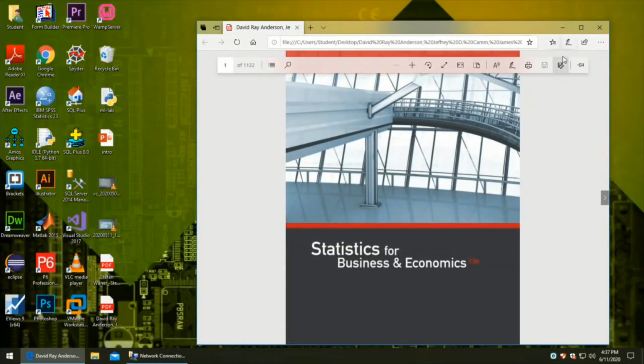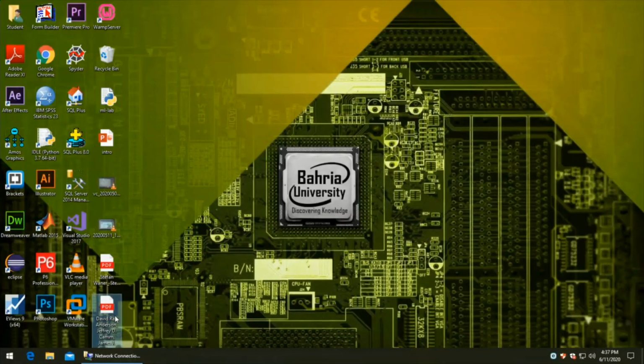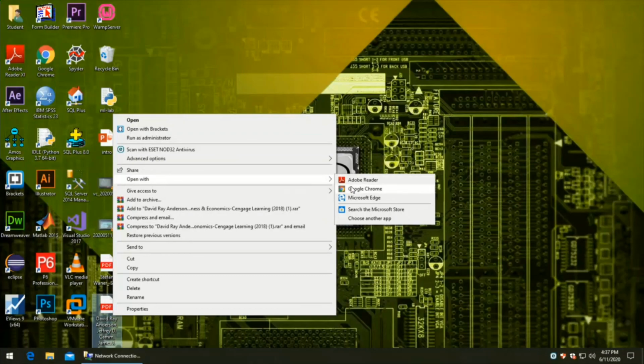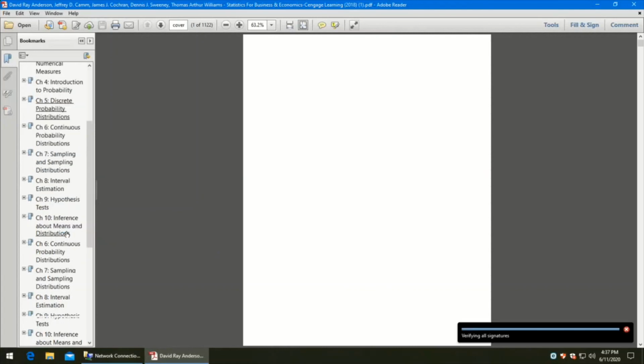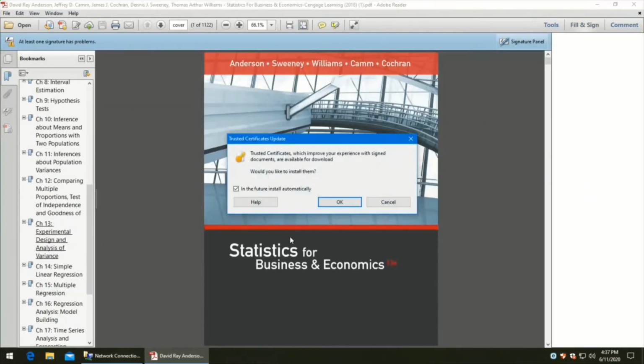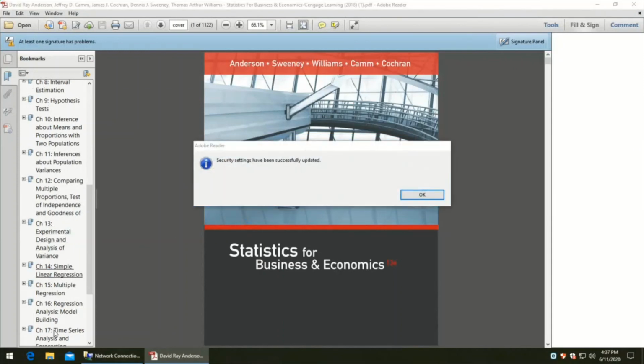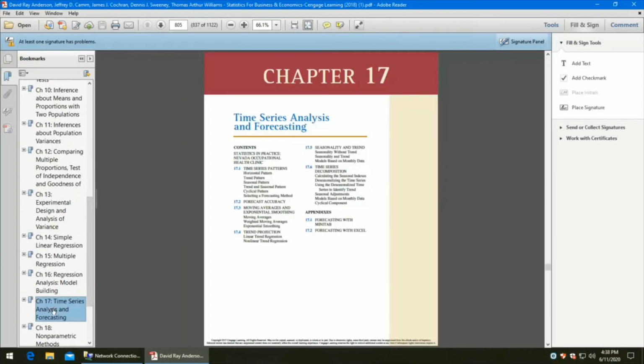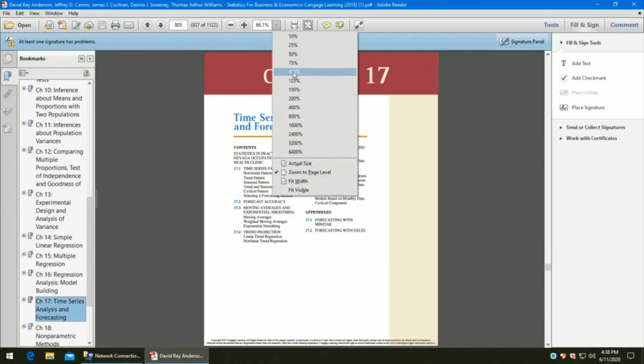I'll try to open the book, but it does not open. I don't know, I'm unable to open this. Let me just convert this to PDF. Okay, so now we have this chapter 17. I don't know why it's not opening at the moment. It's just tiny. Okay, so now in this book, just look at this.